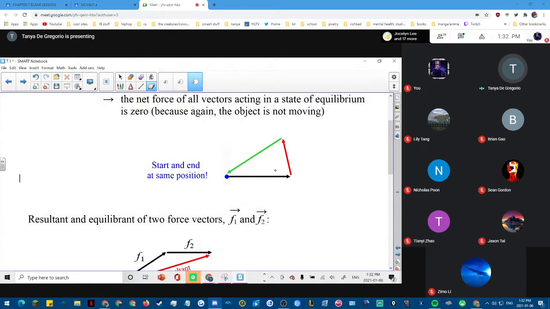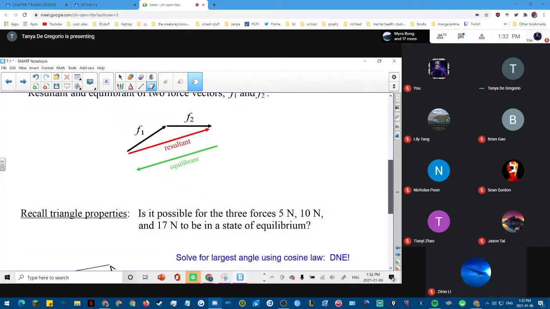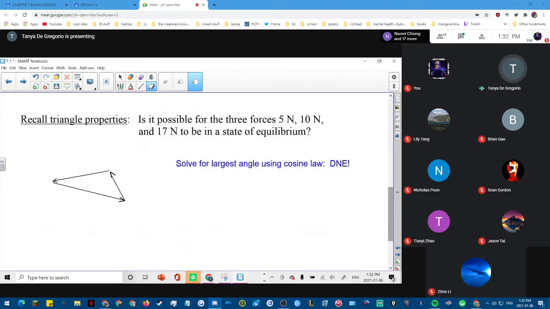All right, so here we go. Force 1, force 2, there's my resultant in red. Well, what's the equilibrant then? It is the exact same force, but in the opposite direction. So they're parallel, but in opposite directions.